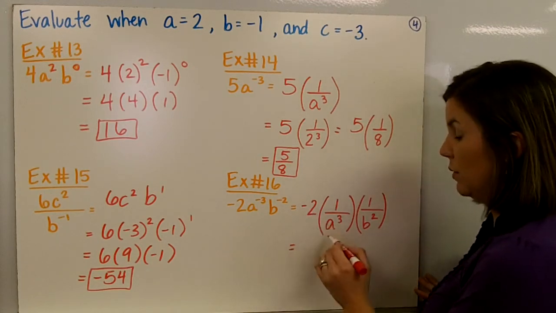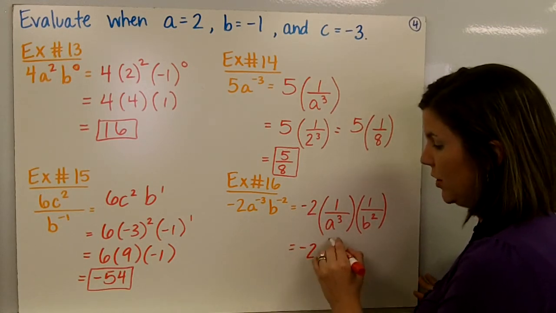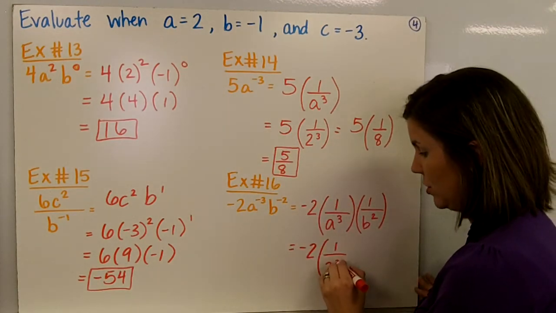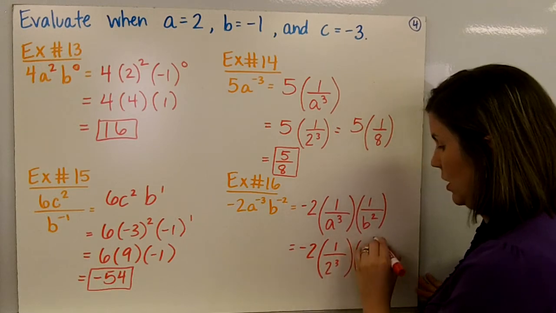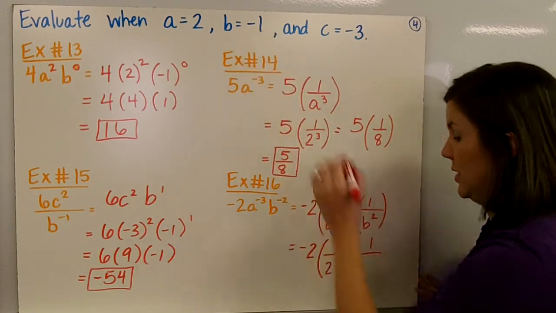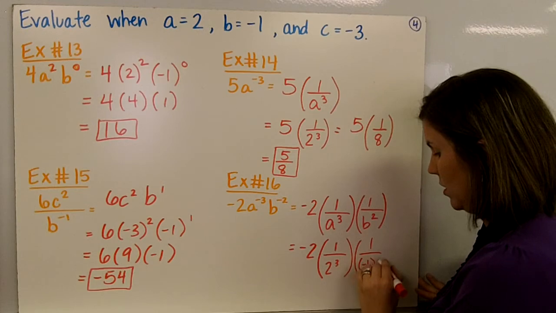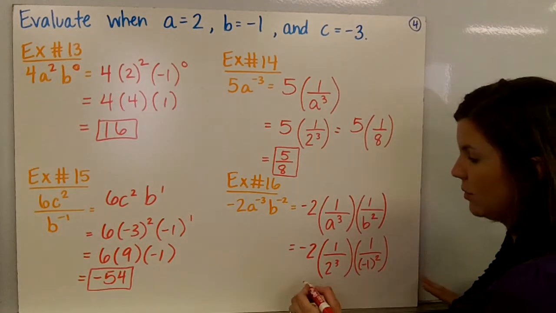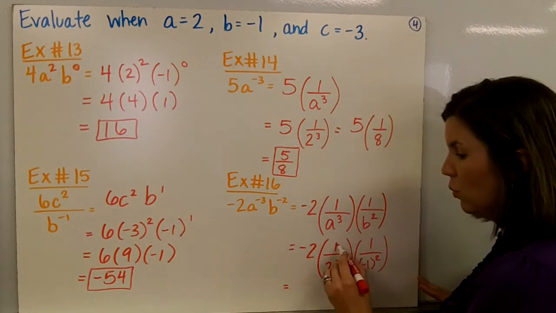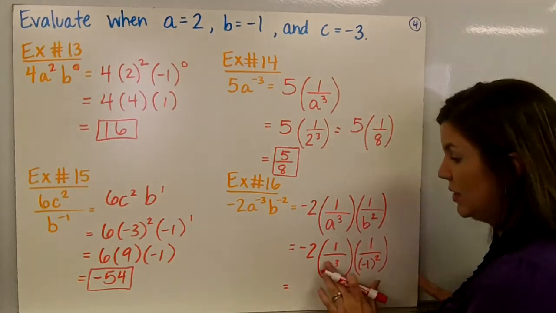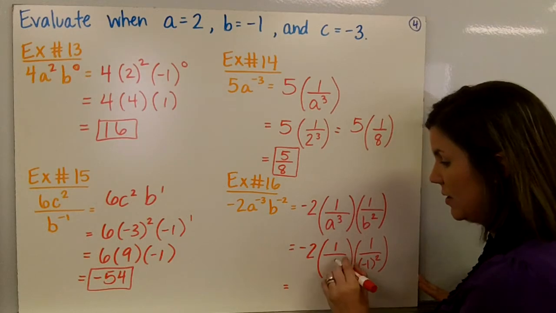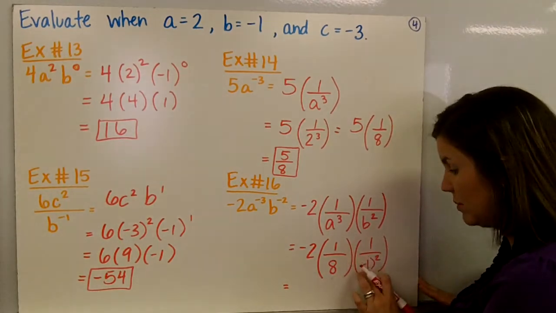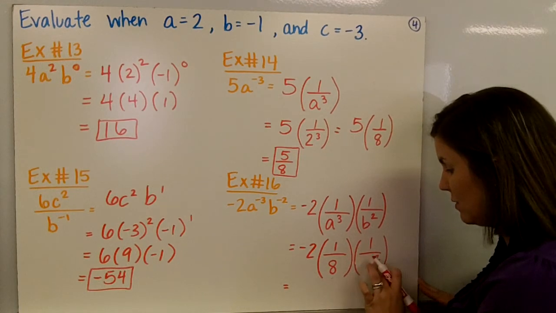Okay. So now we're going to substitute. Negative 2 is still out front. 1 over a, which is negative 2, so negative 2 to the third power. And b is negative 1, so negative 1 to the second power. And I have double parentheses, that's okay. 1 over negative 2 to the third. This is negative 8. Negative 1 squared, negative 1 times negative 1 is positive 1.